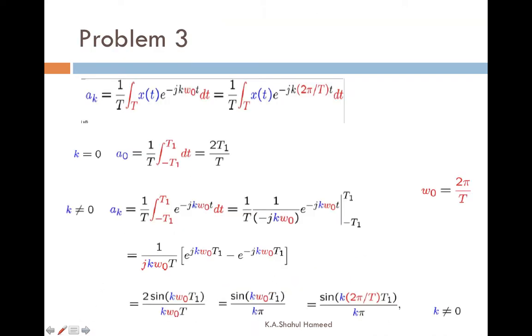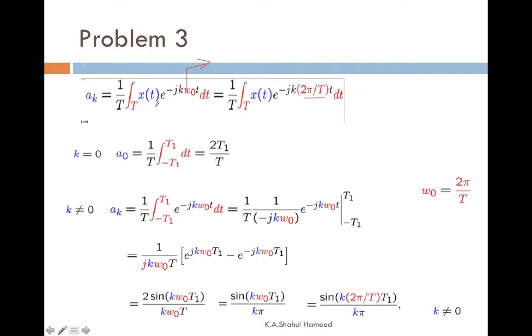The Fourier series coefficient formula is given here. a suffix k is equal to 1 by capital T, integration over capital T, x of t into e power minus j k omega naught t into dt. We are going to substitute omega naught in this equation. Omega naught is equal to 2 pi by T. Just substitute and you will get this equation.